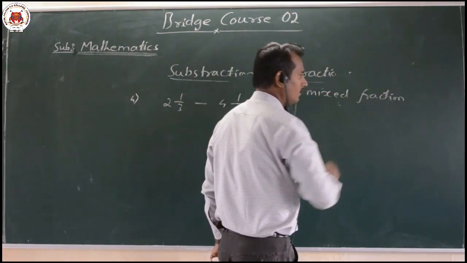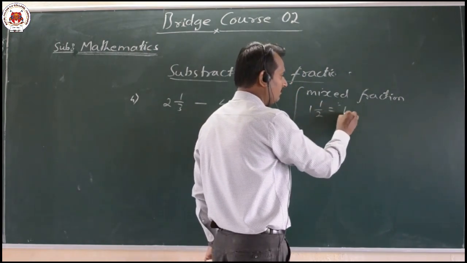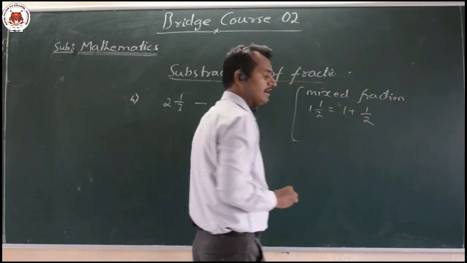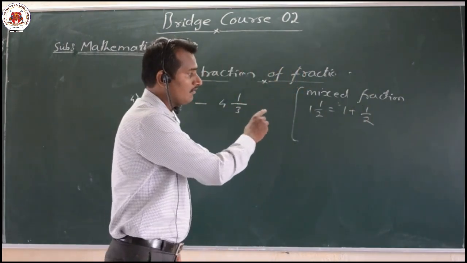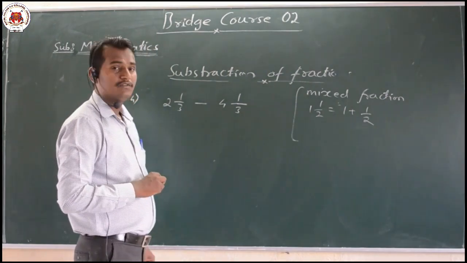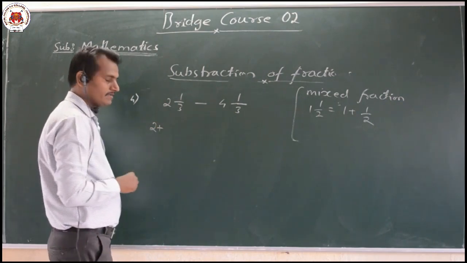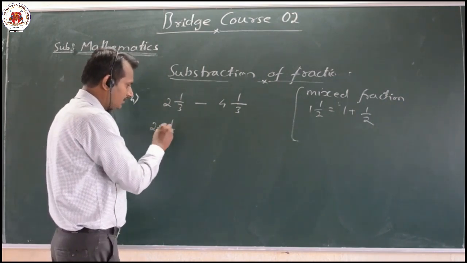In this mixed fraction, already we have discussed in the previous class, 1 into 1 by 2, the value will be 1 plus 1 by 2. Now here, how do we have to solve this particular thing? That is nothing but here 2 plus 1 by 3.